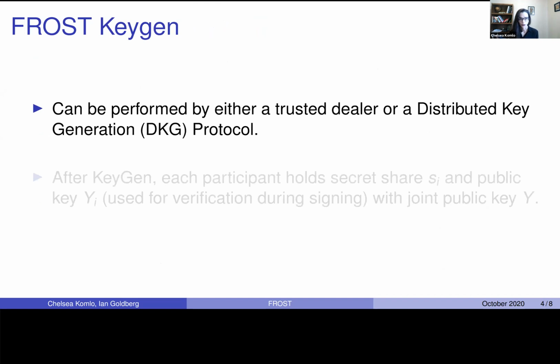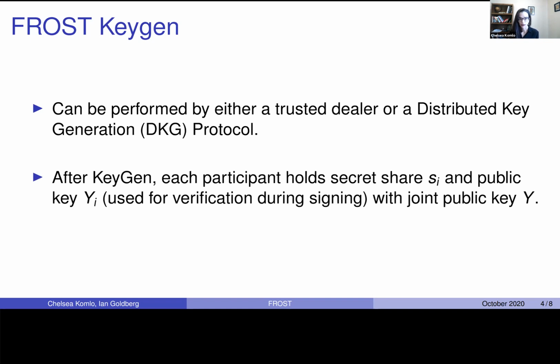So I'll just walk through the protocol at a high level. First, for keygen, this can be performed either via a trusted dealer or via a distributed key generation protocol. The trusted dealer is where one participant generates all the keys and distributes them to all participants. With DKG, no participant is trusted more than any other. But what's important is that after keygen, every participant will hold a secret share s_i, and they'll also have a public key Y_i, but we only use that internally for verification during signing. But as we saw before, there's a joint public key Y, which represents all signers.